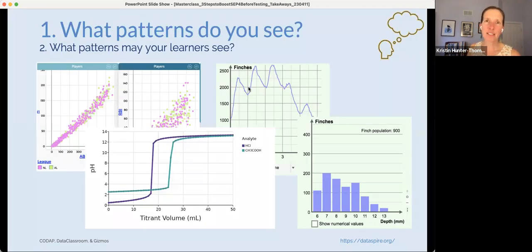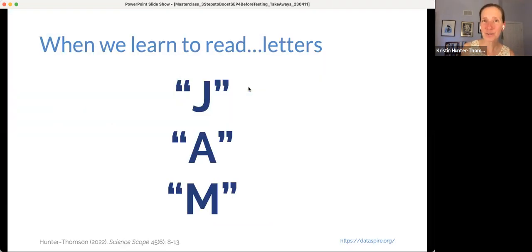So as we're making sense of these things, we paused and we thought okay, well, if we look at a graph, what patterns do we see? What patterns might our learners see? And you know what? Over and over again, those aren't actually the same thing. What our students see and what we see are not actually the same thing. So what? How do we go through that?